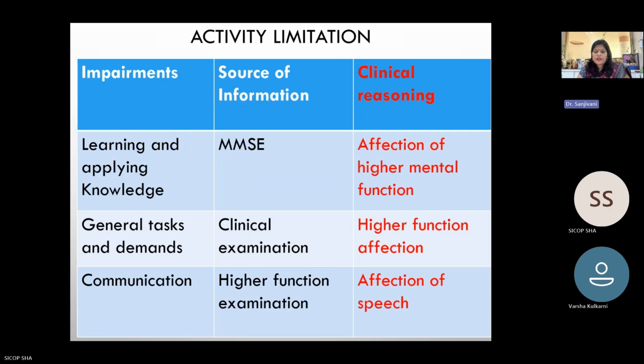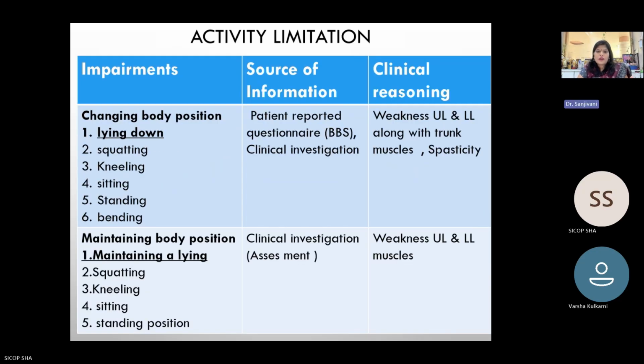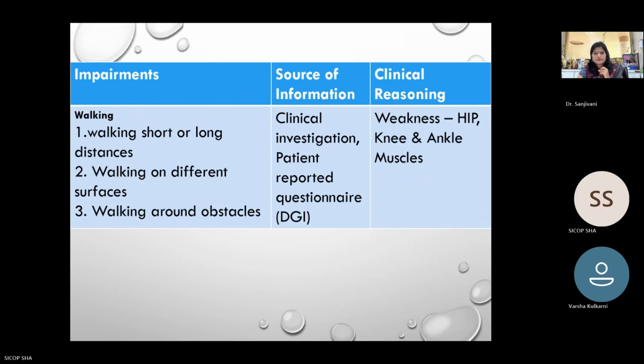Okay. Next, in communication, what is the activity which is affected in daily activity, that will be the problem. Then impairment in changing body positions, changing from lying down, then maintaining lying down. So these are again some activity limitations that the patient will have. Okay. Next, the patient has a problem of walking short and long distances, walking on different surfaces, and walking around obstacles. So these are some impairments the patient has.